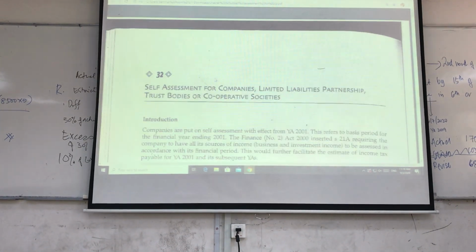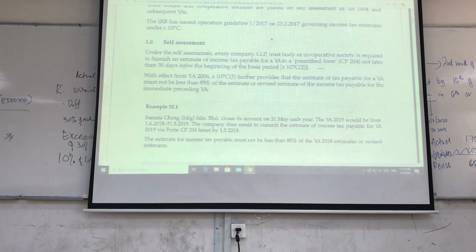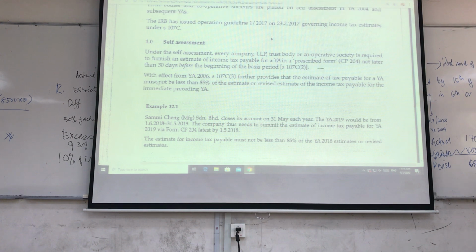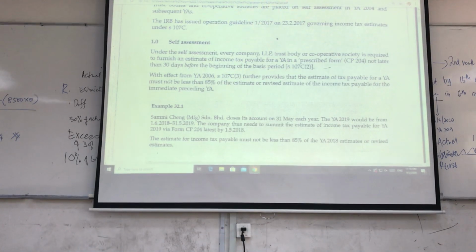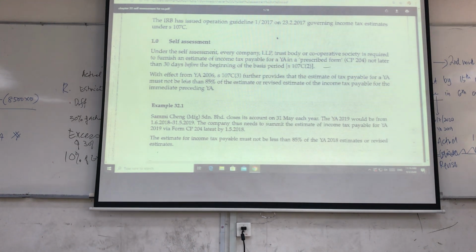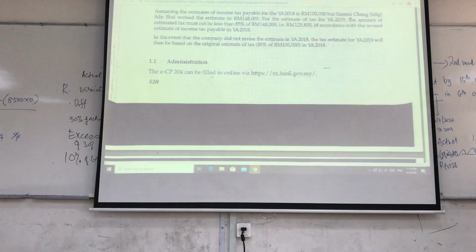It talks about the liability of a company under the self-assessment system. See, here it says that the estimate of the tax payable for a YA must not be less than 85% of the estimate or revised estimate of the income tax payable for the immediately preceding year. Is that clear? So you may want to highlight that in your textbook. And then it says about the administration.